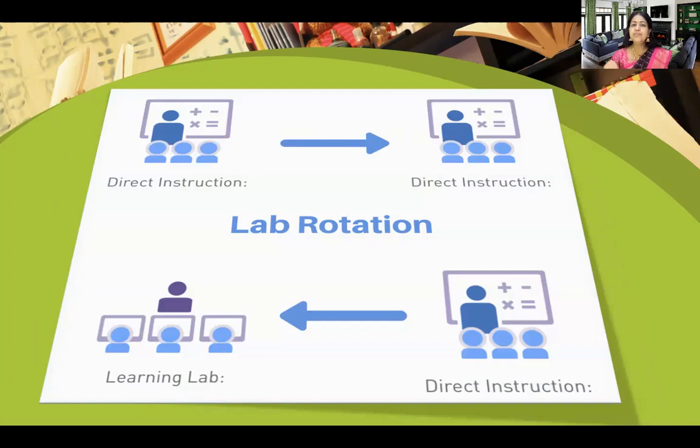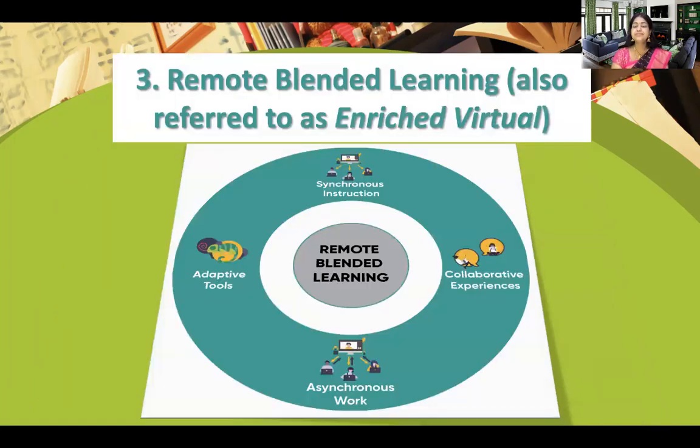The lab rotation model of blended learning is similar to the station rotation. It works by allowing the students to rotate through stations on a fixed schedule in a dedicated computer lab, allowing for flexible scheduling arrangements, with teachers enabling schools or colleges to make use of the existing computer facility.